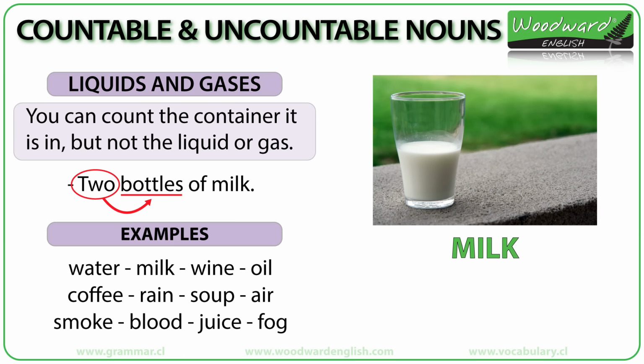Some more examples of liquids and gases that are uncountable nouns are water, milk, wine, oil, coffee, rain, soup, air, smoke, blood, juice, and fog. All of these are uncountable nouns.